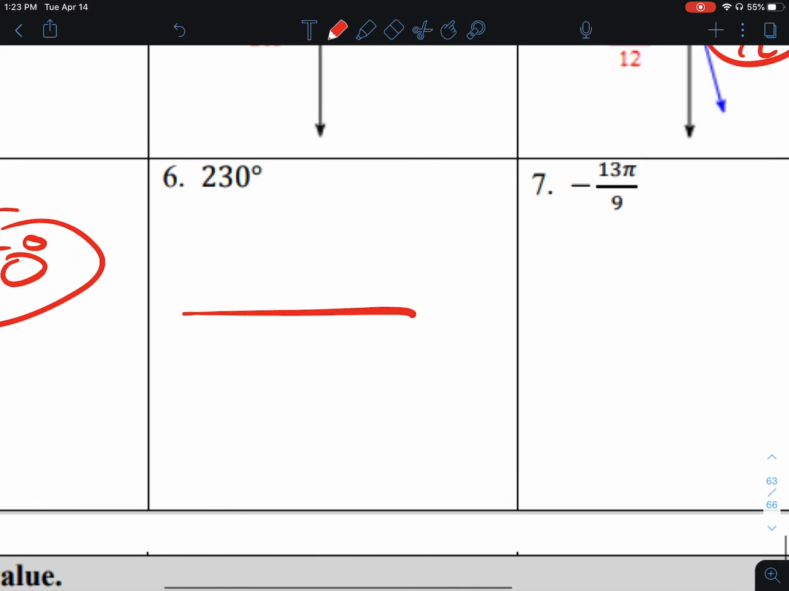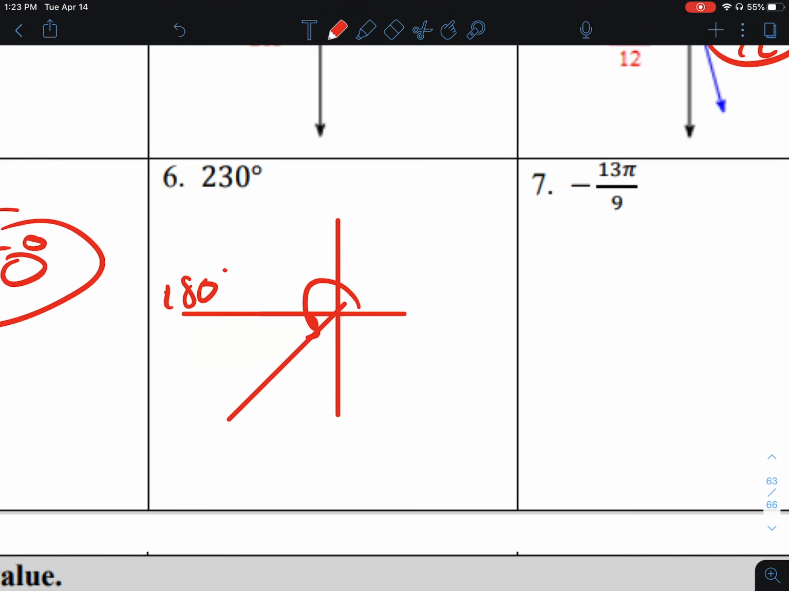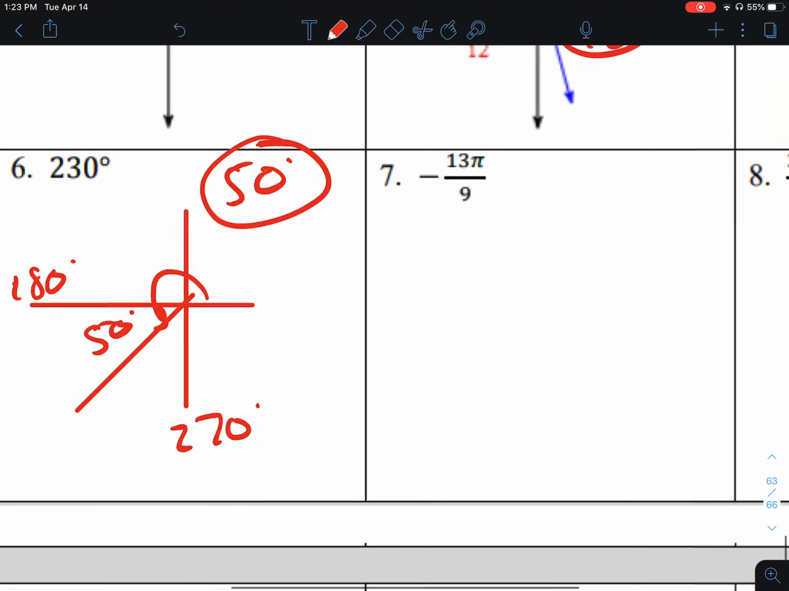Number six, 230. That's going to fall into quadrant 3 as well, with the negative x-axis being 180 and the negative y-axis being 270 degrees. So 230 is 50 more than 180. So the reference angle for this is 50 degrees.